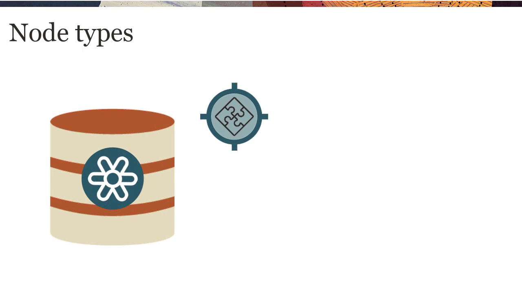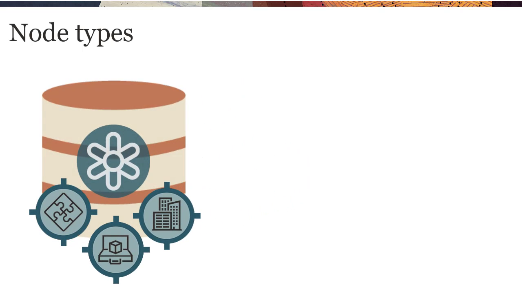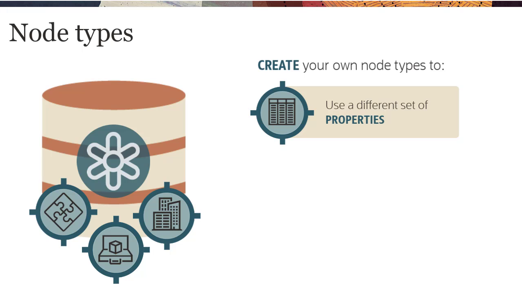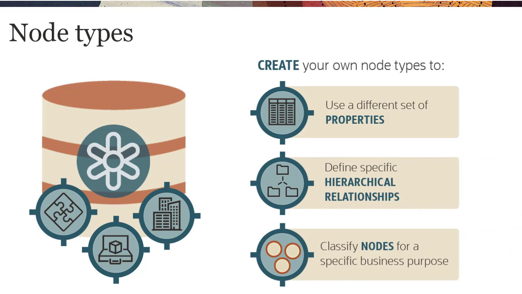When you register an application, the system automatically creates default node types for the application. You can create your own node types when you want to use a different set of properties, define specific hierarchical relationships, or classify a unique set of nodes for a business purpose. In this tutorial, you create node types to define a specific hierarchical relationship.